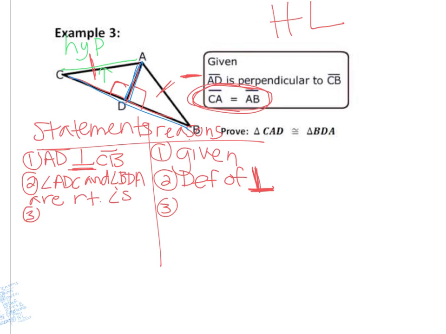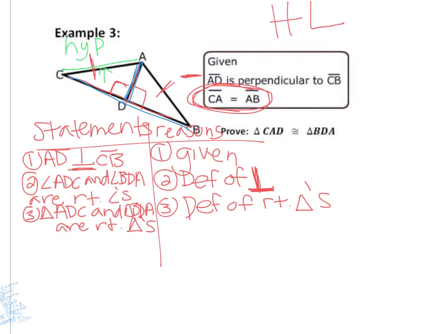So if I'm using HL, step 3 should be that triangle ADC and triangle BDA are right triangles. Make sure that we're not using angles here, we're using triangles. And what's the definition of that one? Well, if I have a right angle in a triangle, that's a definition of right triangles.